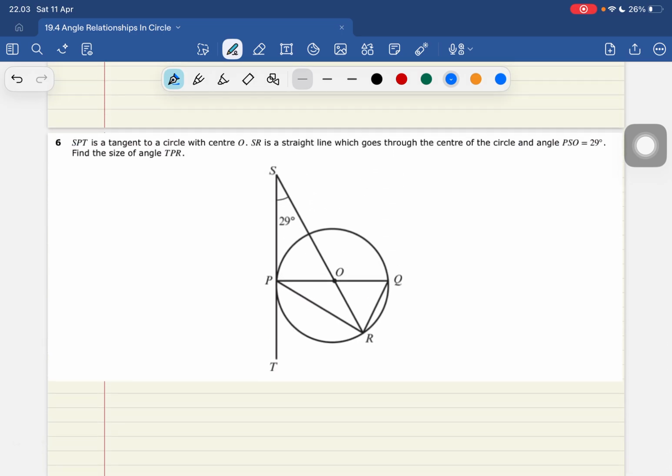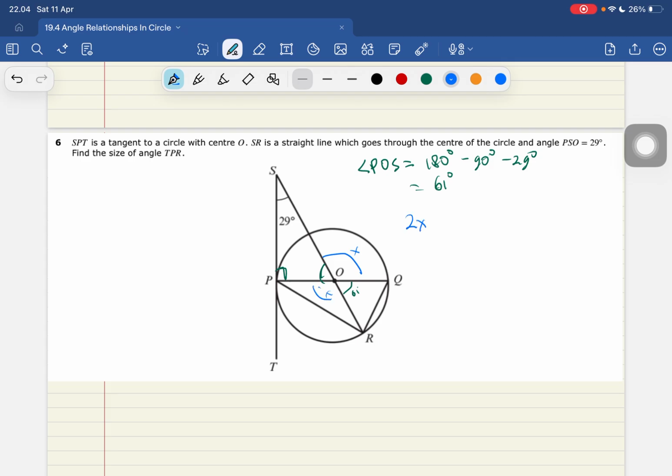Next, the tangent here makes 90. So let us find the angle POS. 180 degrees minus 90 degrees minus 29 degrees. So here is going to be 61 degrees. As this is 61 degrees, here also is going to be 61 degrees as they are vertically opposite. And here, let's make this x, here also x.